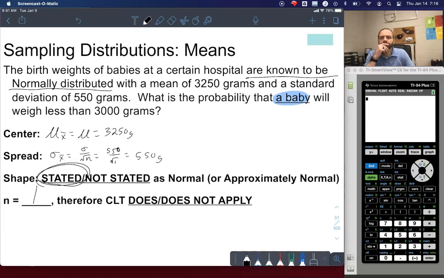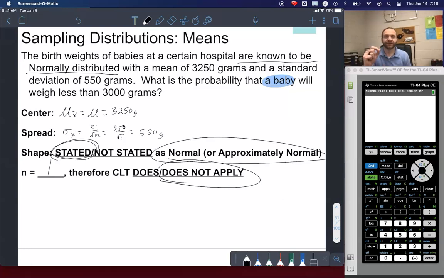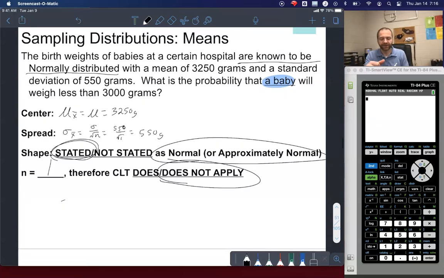Alright, so does the central limit theorem apply? In this case, the central limit theorem does not apply, but I can still do the calculations as if it is normal. There is still an approximately normal sampling distribution, because if your population is normal, it doesn't matter how small the sample size is.